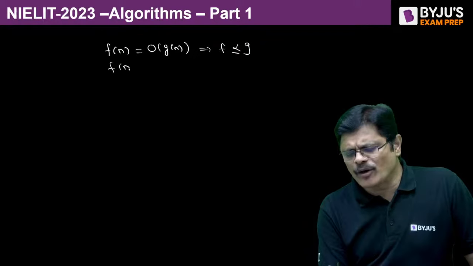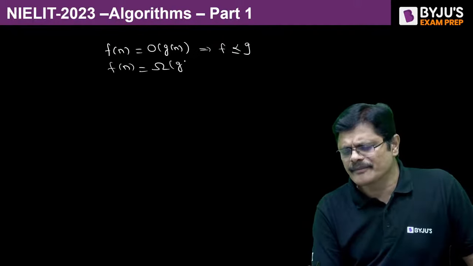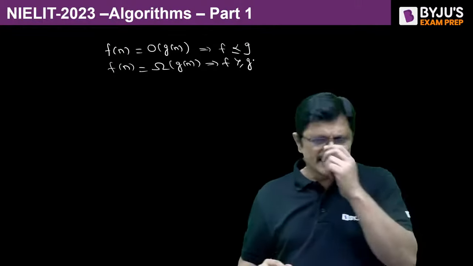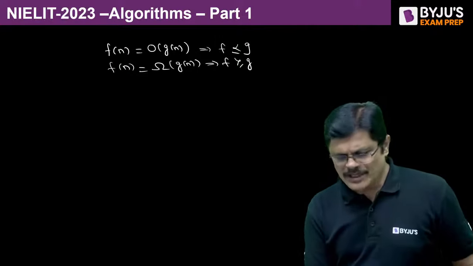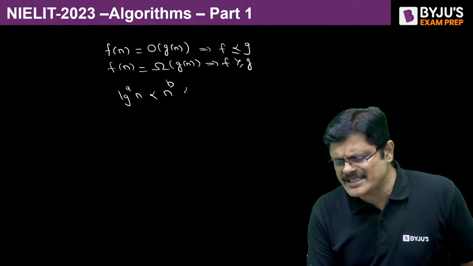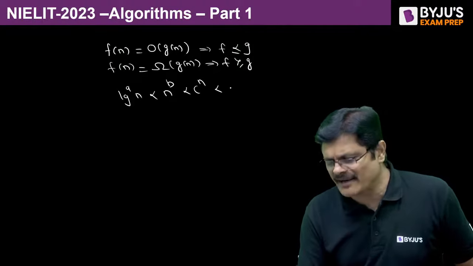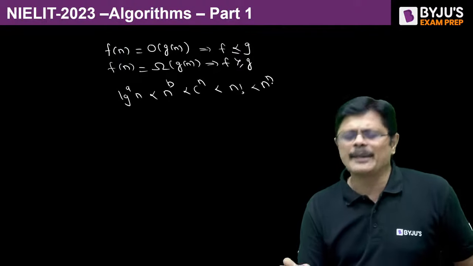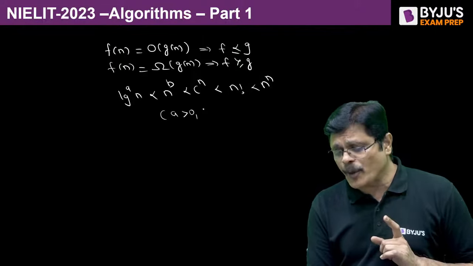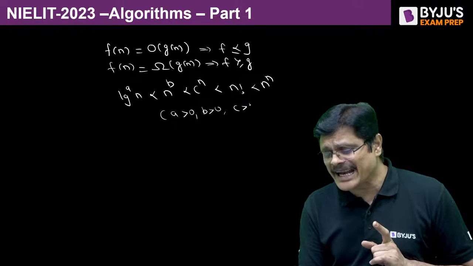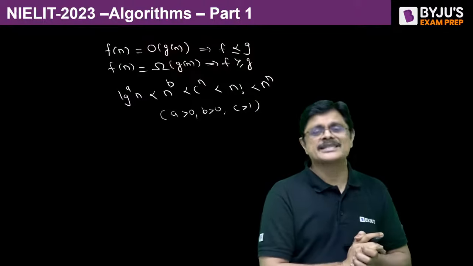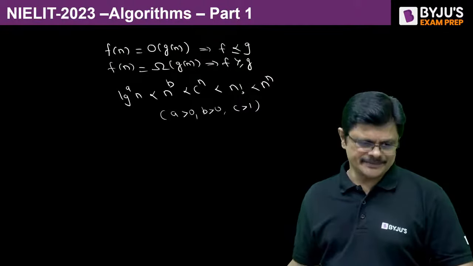And if it is big omega, you need to understand f is larger than or equal to g. And theta means they are of the same order of growth. And remember this: log^a n is smaller than n^b, which is smaller than c^n, smaller than n factorial, smaller than n^n basically. And the thing to be remembered here is that a, b are positive, but c should be greater than 1. That is very, very important.